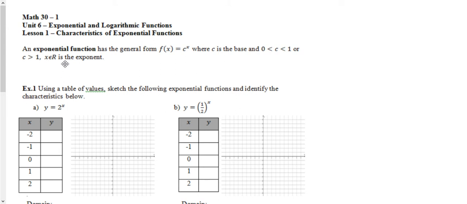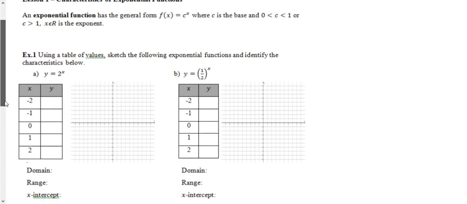X is always going to be your exponent, and x can be any exponent. It's an element of the real numbers, meaning that it could be a decimal, a fraction, a negative, a positive. So we're going to take a look at this table below here. It says using a table of values, sketch the exponential functions and identify the characteristics below.